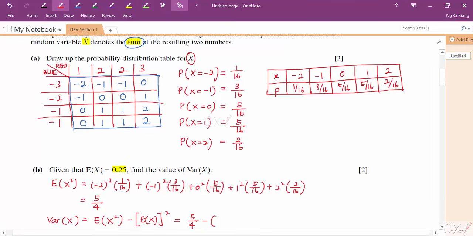So you just substitute into your equation 0.25 squared, and the value of Var(X) should be 19/16. Or if you want, you can change it to a decimal, which is 1.1875, or you can change it to three significant figures, which is 1.19. So this is the answer for the variance of x that we have.